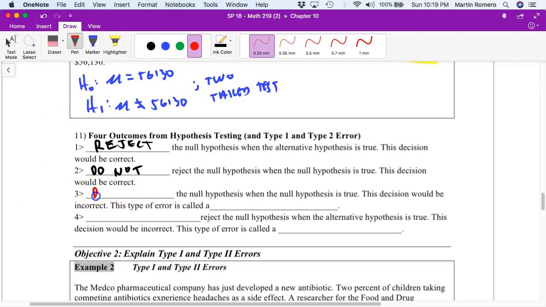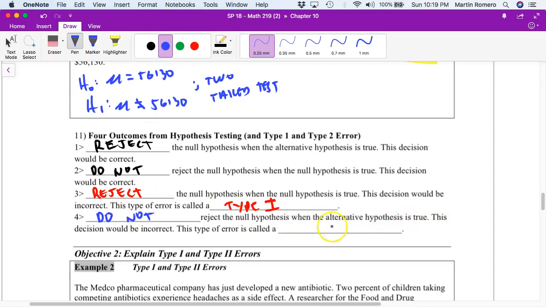The next thing would be to reject the null hypothesis. Reject means to say it's not good when the null hypothesis actually is true. This decision would be incorrect. This type of error is called a type 1 error.